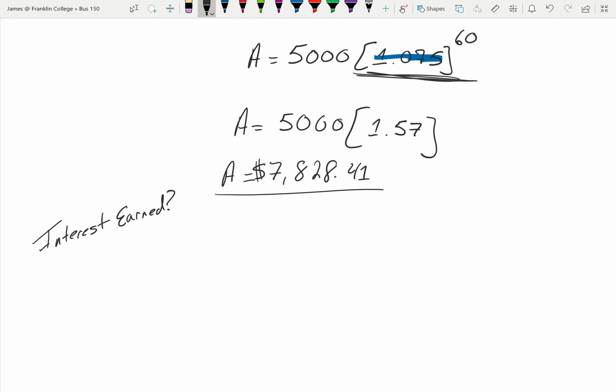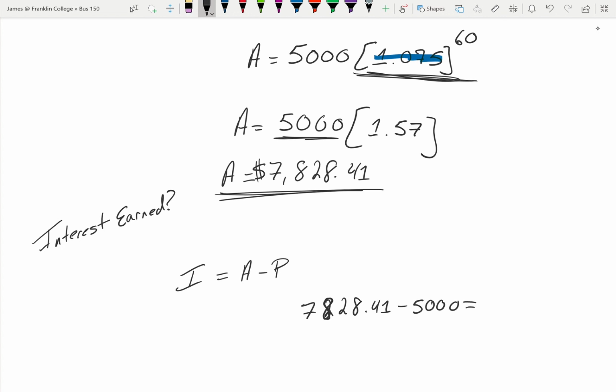Well, the interest earned is simply going to be the difference in how much we ended with minus how much we originally invested. So the interest is going to equal the final amount minus how much we originally invested. So for us, we're going to get $7,828.41 minus 5,000 will equal $2,828.41. So that is how much money we have earned in interest over the entirety of the 5 years. Alright, so that sums up our short explanation about dealing with exponents.